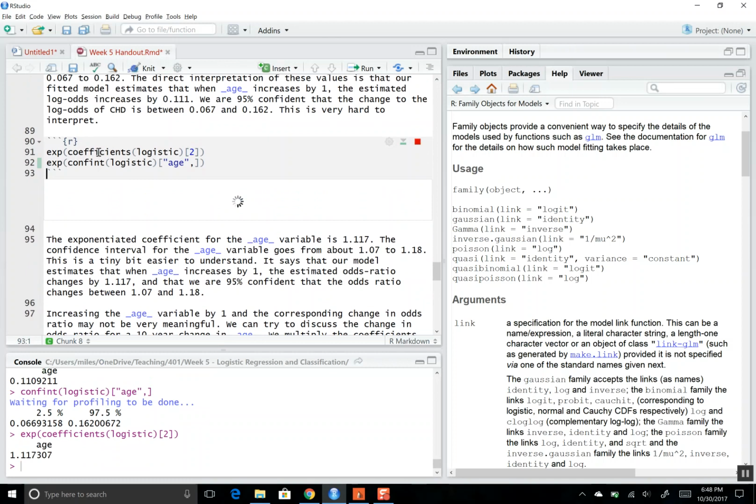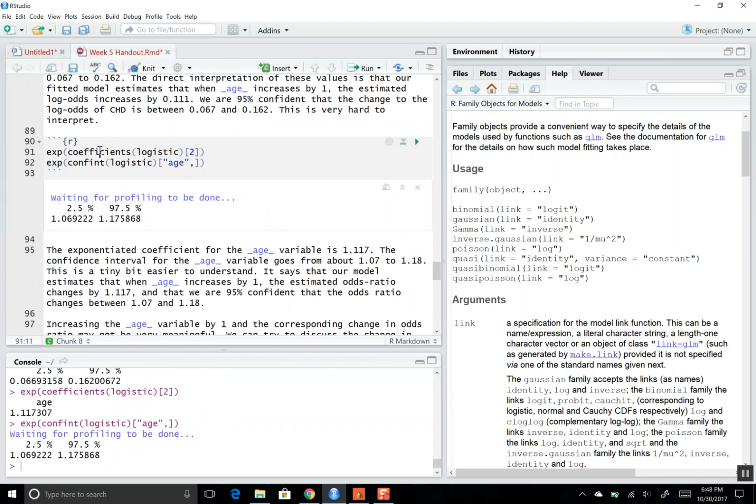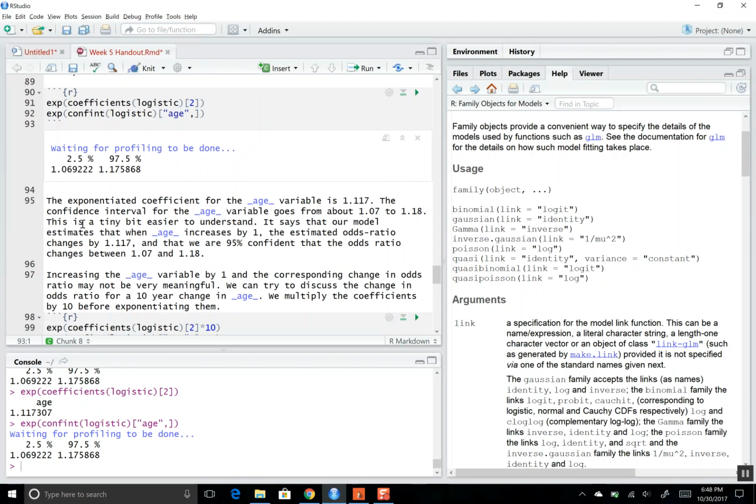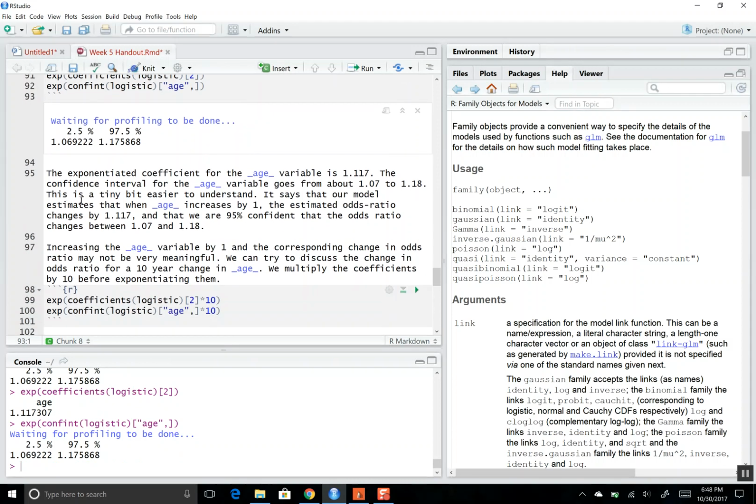So now we have 1.117. And if we exponentiate the results of the confidence interval, it goes from 1.07 to 1.175. So this is a tiny bit easier to understand. It says that our estimates, if age increases by 1, then the estimated odds ratio will change by 1.17.